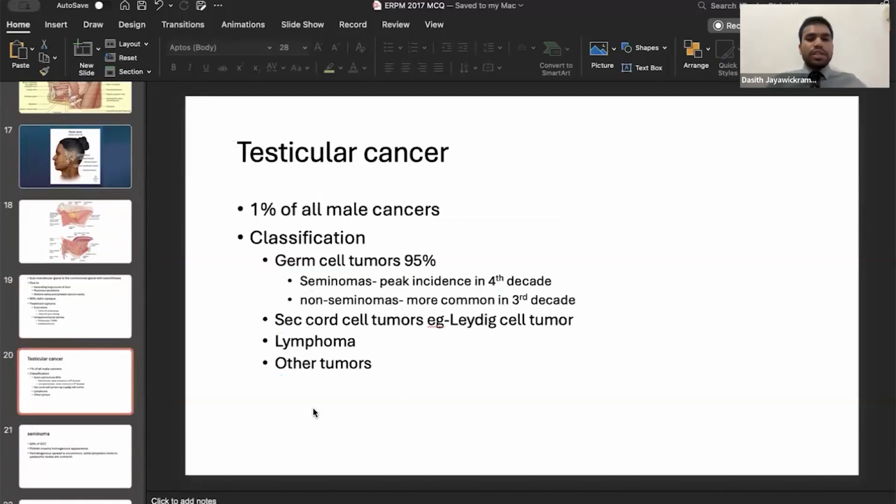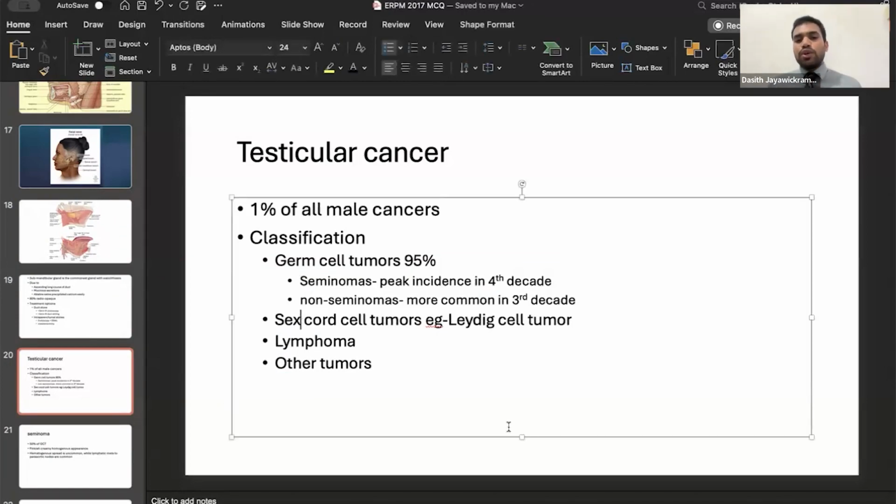When you talk about testicular cancers, the incidence is around 1% of all male cancers. When you talk about the classification, we can broadly classify into germ cell tumors, which are the most common type of testicular malignancy, almost 95%. Those we can divide into seminomas and non-seminomas. Non-seminomas we can divide again into teratomas, choriocarcinoma and so on. And then the others are the sex cord cell tumors like Leydig cell and Sertoli cell tumors, and then lymphomas and other types of tumors like metastatic tumors.